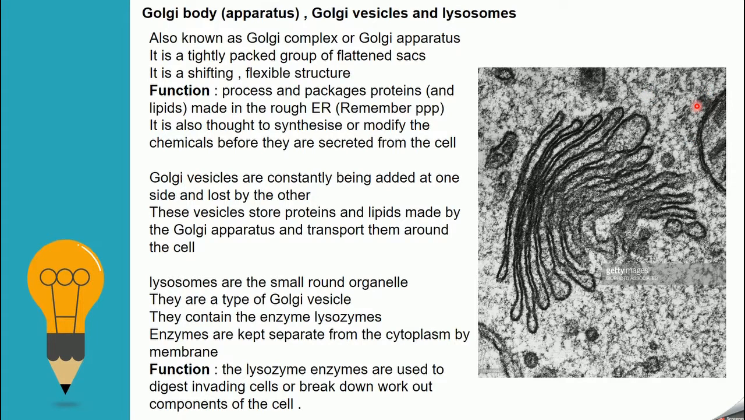And then you have lysosomes, and these are small round organelles, and they are a type of Golgi vesicle. They're similar to Golgi vesicles, and they contain the enzymes lysozymes. And enzymes are kept separate from the cytoplasm by the membrane. And the function of the lysozyme enzymes is to digest invading cells or break down worn out components of the cell.